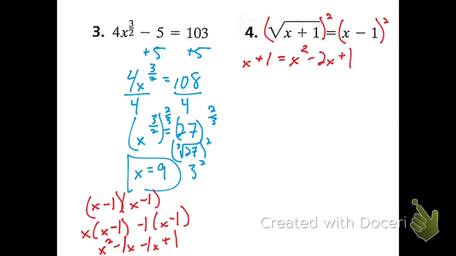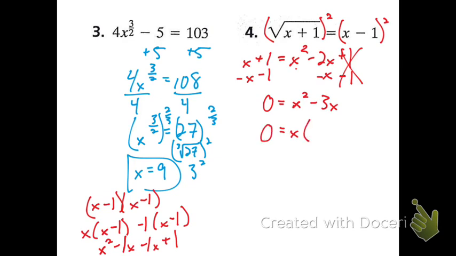Now, I have to get one side set equal to 0 because whenever you have an x squared, you're going to end up having to factor. So subtract x. This is all part of getting it into standard form. I get 0 is equal to x squared minus 3x. What? Those are gone. 1 minus 1 is 0. So now I'm going to factor. Factor out an x, and you get x minus 3. So I get 2 solutions, x equals 0 and x equals 3.